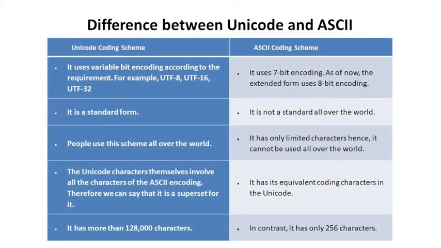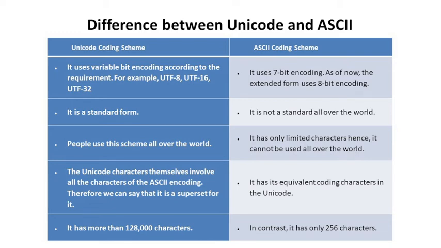Next heading is the difference between Unicode and ASCII. Unicode is a coding scheme, and so is ASCII, so we'll see the difference between the Unicode and the ASCII coding schemes. Unicode uses variable bit encoding according to requirement, for example UTF-8, UTF-16, UTF-32. But ASCII code uses 7-bit encoding. As of now, the extended form uses 8-bit encoding.